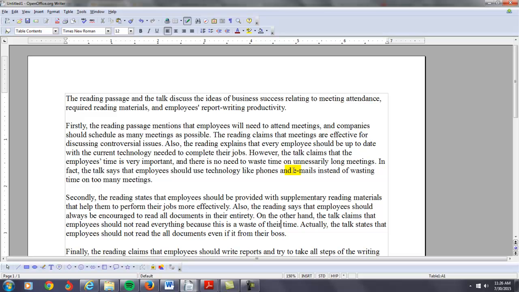Actually, the talk states that employees should not read, I don't know, actually, I'm going to give you another word. How about cause effect? Therefore, the talk states that employees should not read the all. You don't want to use two noun markers in a row typically. So I'm going to say should not read all documents, even if you need a subject and a verb here, even if they come from their boss.